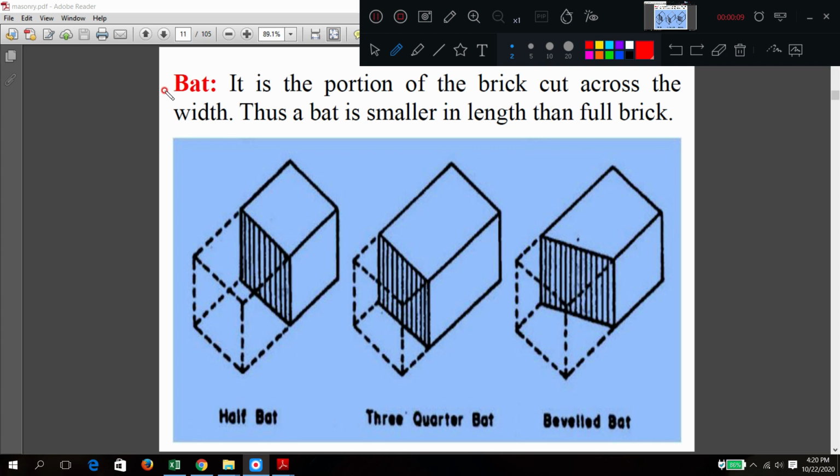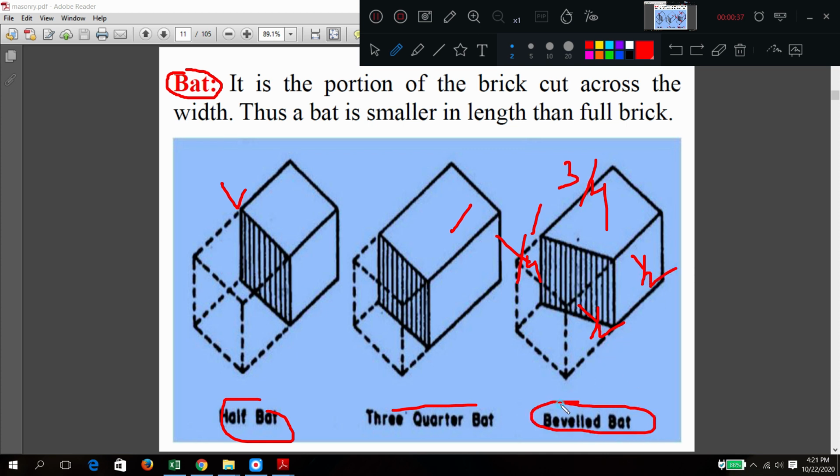In the previous class, we have seen this bat. If it is cut across the width such that the length is altered, then we call it a bat. Half of the length taken is a half bat. If three-fourths of the length remains and one-fourth is taken, it is a three-quarter bat. And if the length itself on one side is made 1/4 and 3/4, and on the other side 1 by 2 L, then we call it a beveled bat.